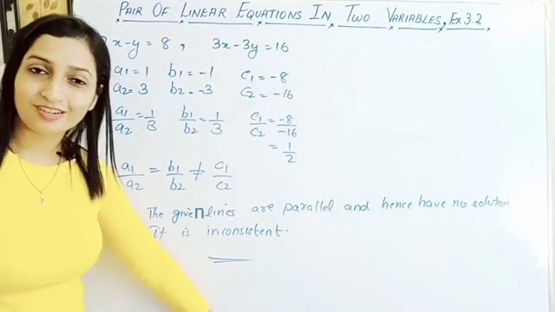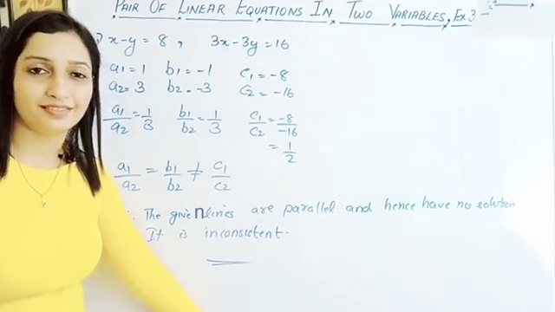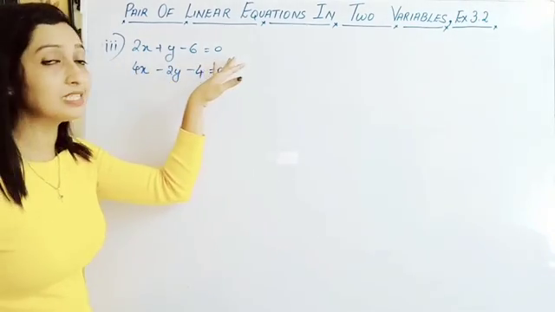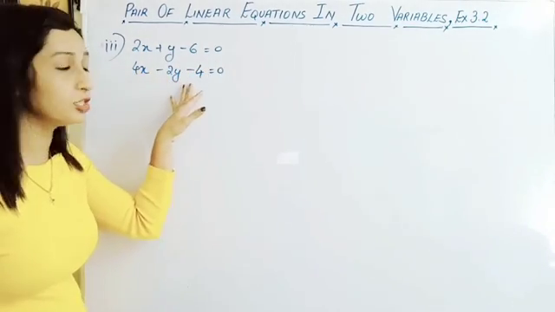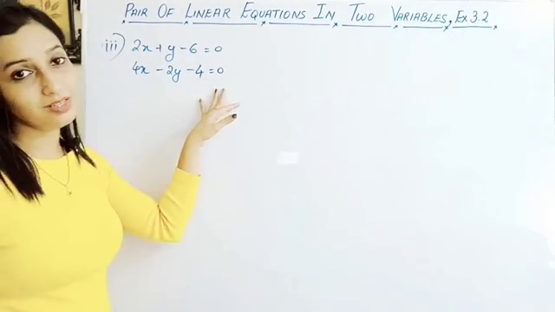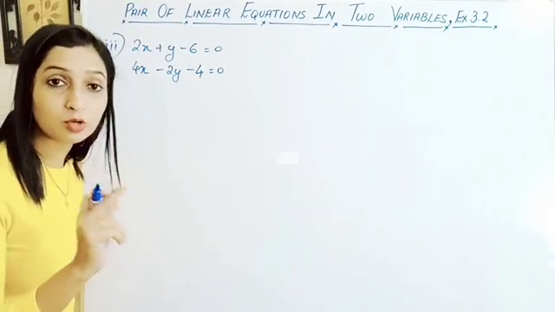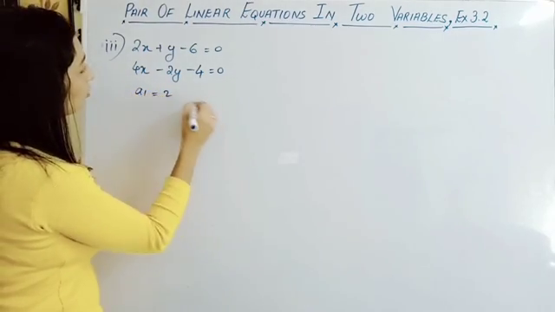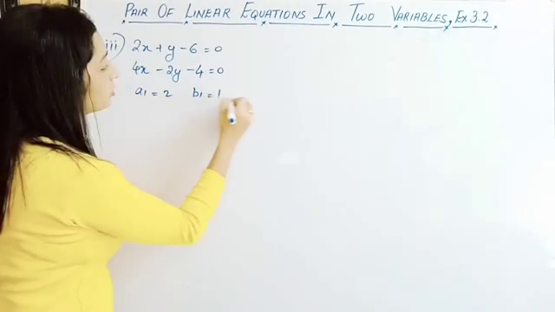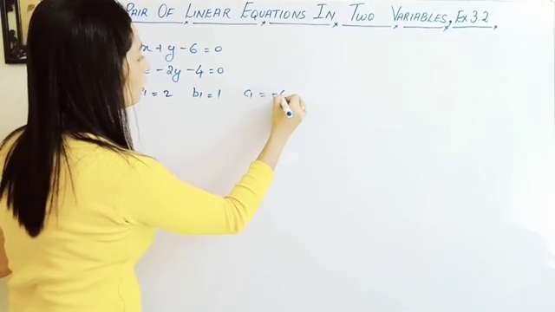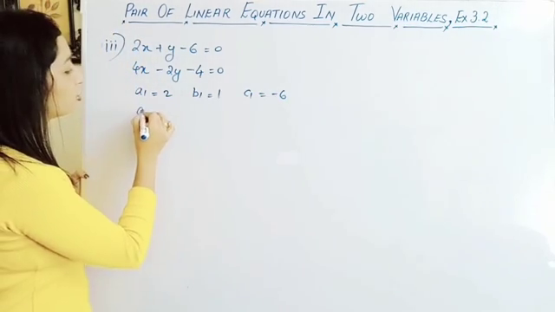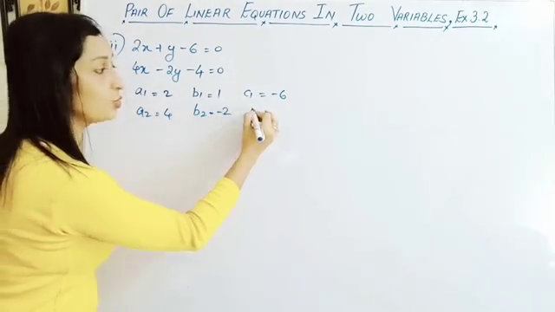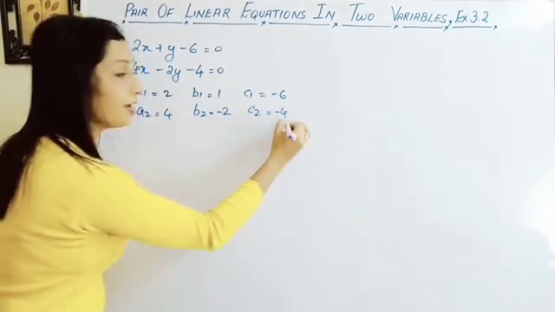So now let's move on to our next question, which is part 3. So this is the third question, which is 2x plus y minus 6 equals 0 and 4x minus 2y minus 4 equals 0. So what is the first step? To write down a1, a2, b1, b2 and c1, c2. So a1 equals 2, b1 equals 1 and c1 equals minus 6. a2 equals 4, b2 equals minus 2 and c2 equals minus 4.